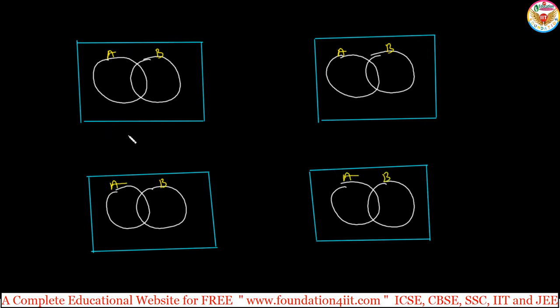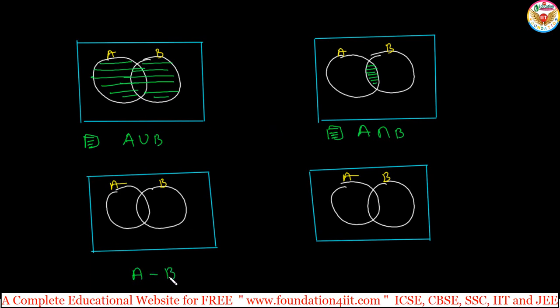First one, A union B. A and B, all the elements, so we should shade everything. This representation is A union B, all the elements together. And A intersection B is only the common part, so this is the shaded part. This shaded part is A intersection B.